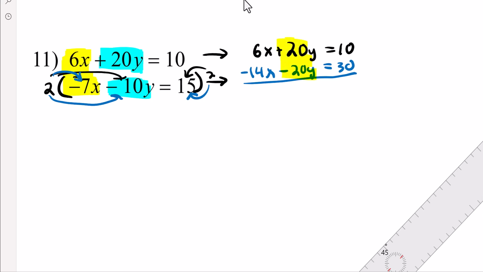those are opposites. We know we can add the columns. So 6x plus -14x equals -8x. 10 plus 30 is 40. Well, to get this x by itself, we're going to divide both sides by -8. So our x value equals -5.